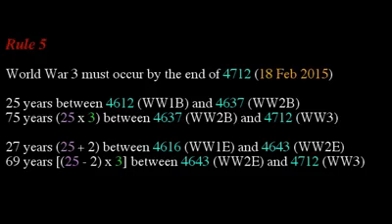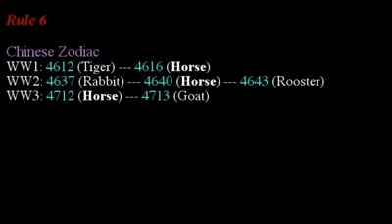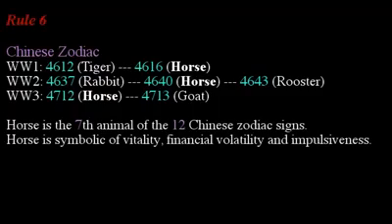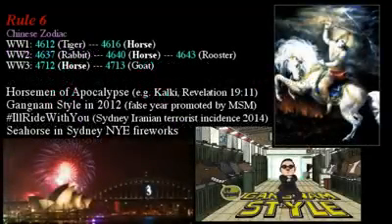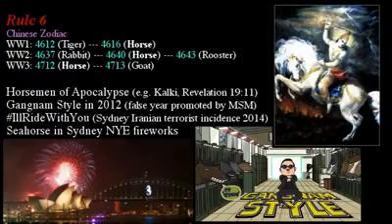Rule 5 is another simple numerology, which indicates that World War III must occur by the end of 4712. Rule 6 is the crucial symbology for the end of the darkest era. The year of the horse was present at the end of World War I, and in the middle of World War II. Horse is the 7th animal of the 12 Chinese zodiac signs. Horse is symbolic of vitality, financial volatility and impulsiveness, all of which were seen in 4712. One should never disregard the significance of the horse.